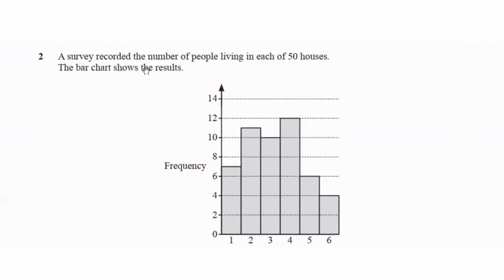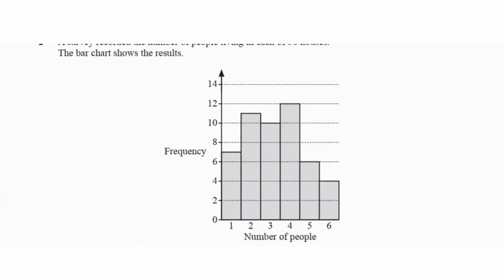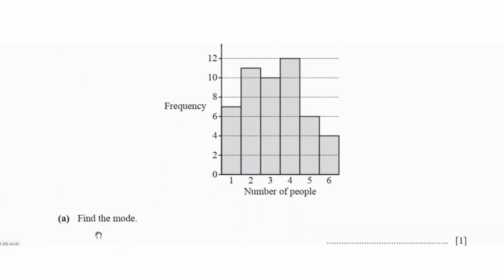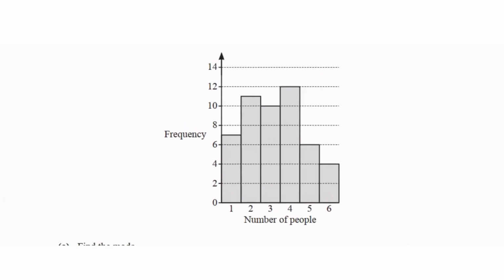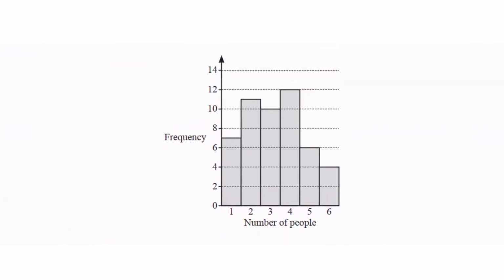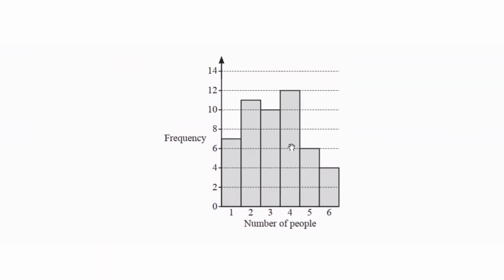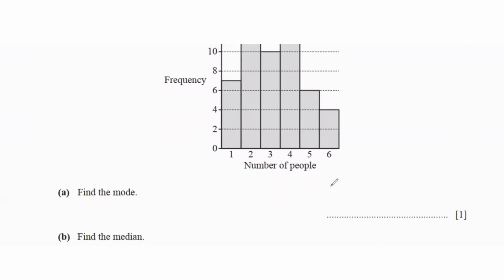A survey recorded the number of people living in each of 50 houses. The bar chart shows the results. First, it asks us to find the mode. So mode is the highest frequency. And as you can see, the bar for 4 people has the highest frequency, which is 12. So mode is going to be 12.